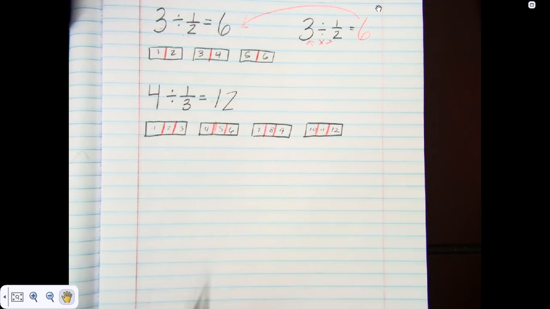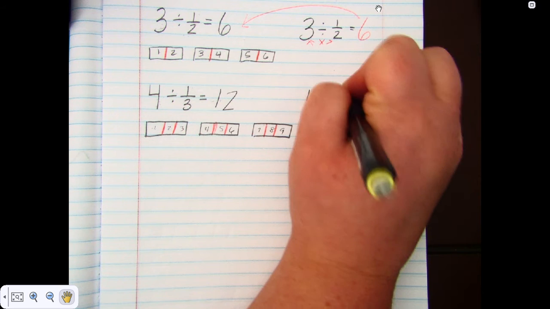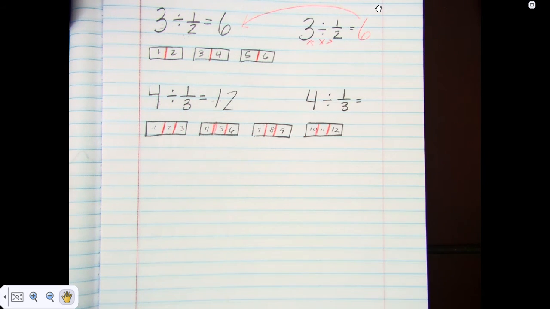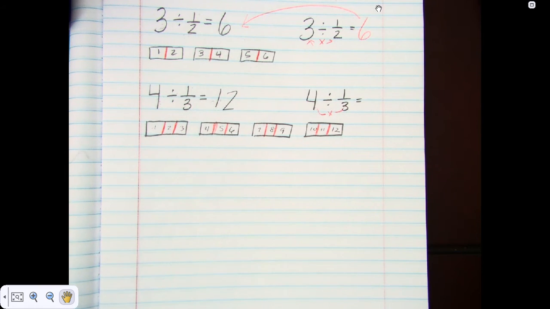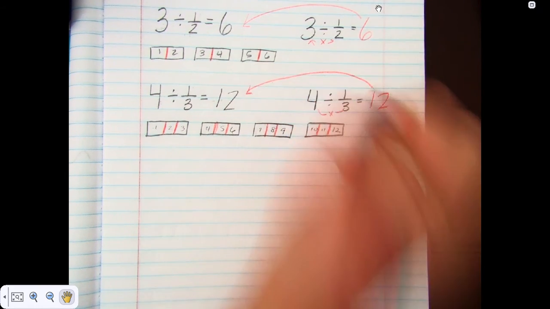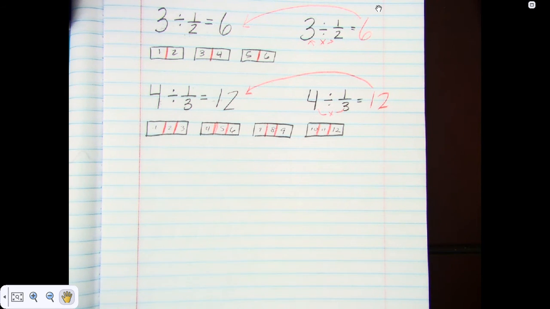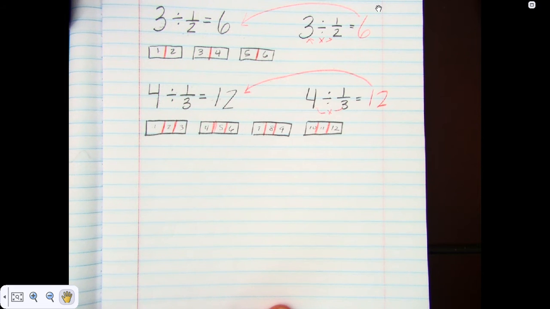We can try and see if that works for this problem as well. So if we have 4 divided by 1/3, we could multiply 4 times 3, and 4 times 3 gives us 12, which is the same answer that we got over here. So what we're going to do this time with this next problem is predict the answer before we solve it with the model to see if we can figure it out.